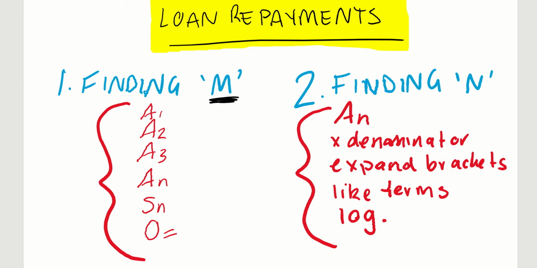Finding the monthly repayment, you just want to do A1, A2, A3, so what's owing after those three. Then form a pattern for AN. Then it's SN and then 0 equals. And that'll make more sense, those steps, once we do the question.